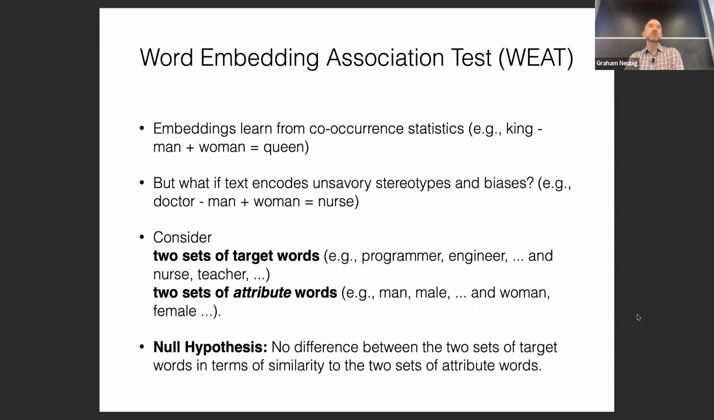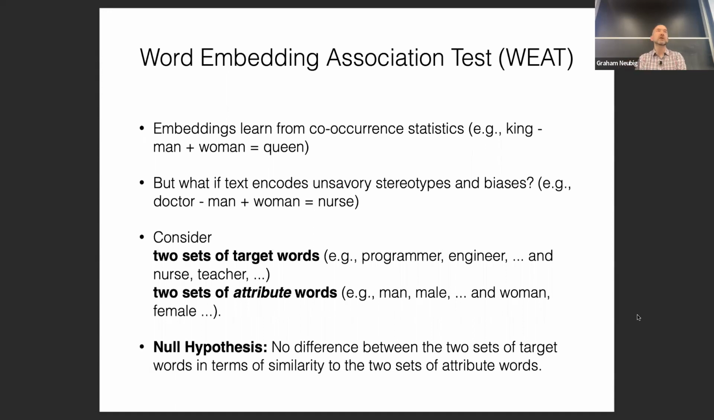And the way it works is, as you know, we learn embeddings from co-occurrence statistics. And these can learn things like king minus man plus woman equals queen. And so this is fine. This is kind of the definition of king and queen: a king is a male monarch ruling a country, and a queen is a female monarch ruling a country.